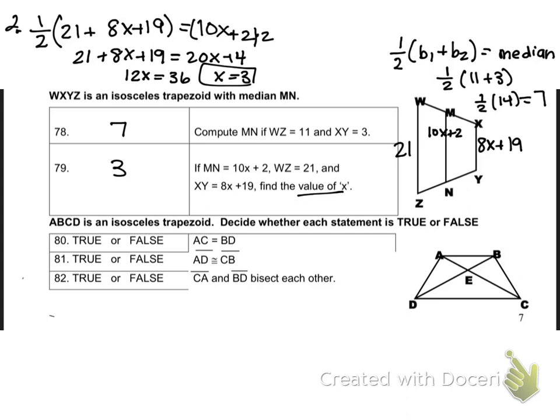Now they're giving us quadrilateral ABCD, which is an isosceles trapezoid, and we want to decide whether each statement is true or false. So they're asking us if AC is equal to BD. In this case, the diagonals are congruent in an isosceles trapezoid. AD and CB, those sides are congruent in an isosceles trapezoid. And they want us to know if CA and BD bisect each other. They do not in an isosceles trapezoid, so that's false.